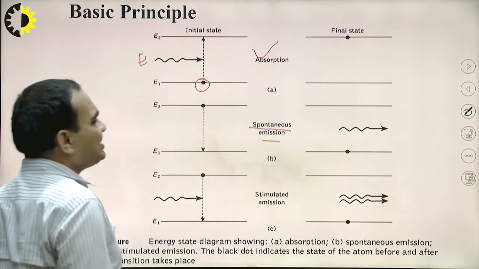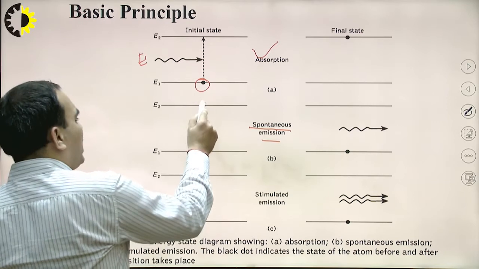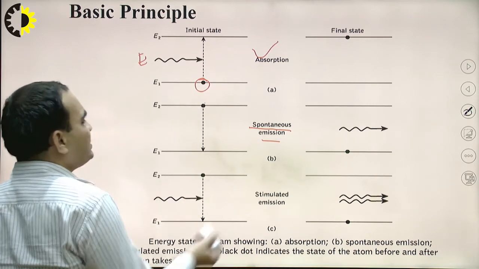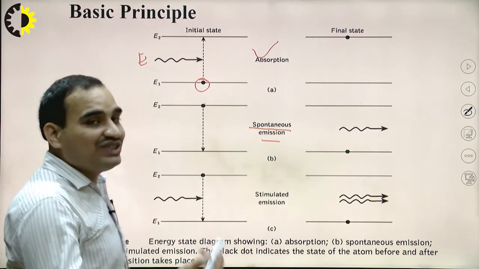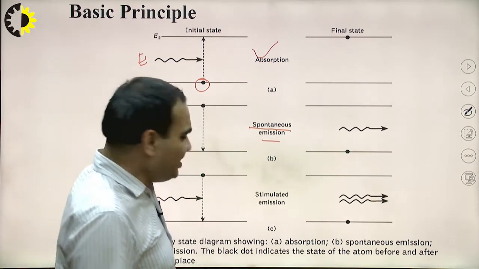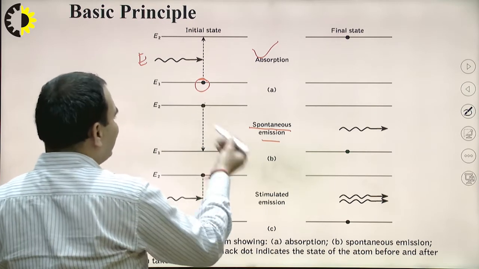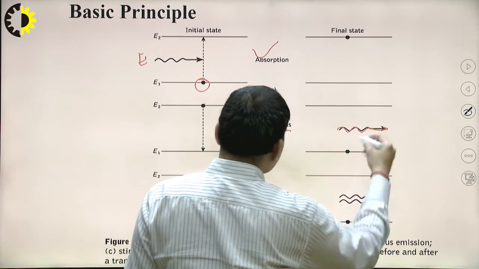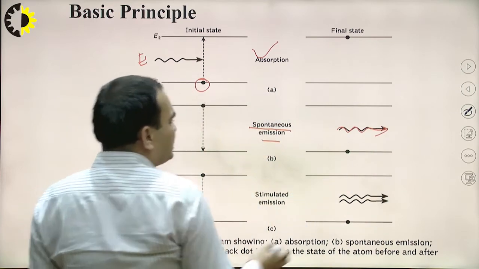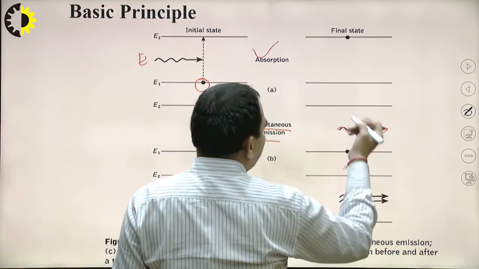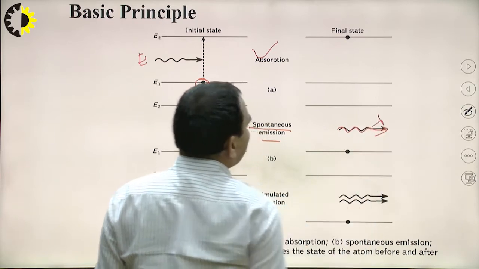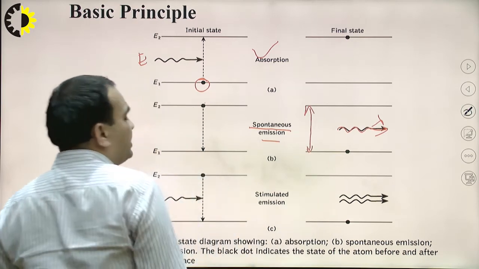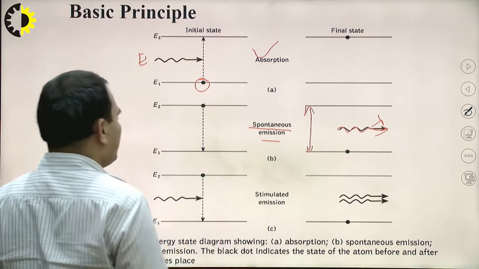In spontaneous emission, when we have the atom in the final state, or you can say higher energy state, it has the tendency to return back to its lower energy state. When it returns back, it releases its energy. This energy is in the form of photons, and the photon wavelength is equal to the difference in the energy bands or the gaps.